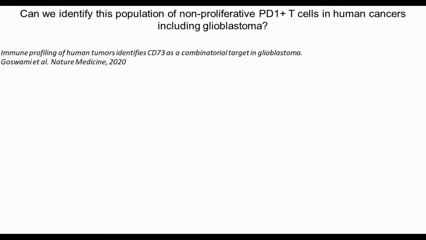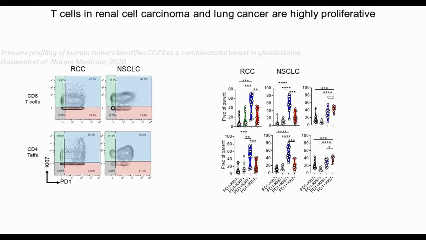And in order to validate our results, we went into human data and looked at public data sets. So we looked at a data set of several types of tumors that was recently published in Nature Medicine in January of this year. We took this data and reanalyzed it, and for example, if we look at renal cell carcinoma and non-small cell lung cancer, we can see that most of the T cells are in a state where they are PD-1 and Ki67 double positive, which means that they are exhausted, or they are recognizing their antigen in the tumor, but they are proliferating.